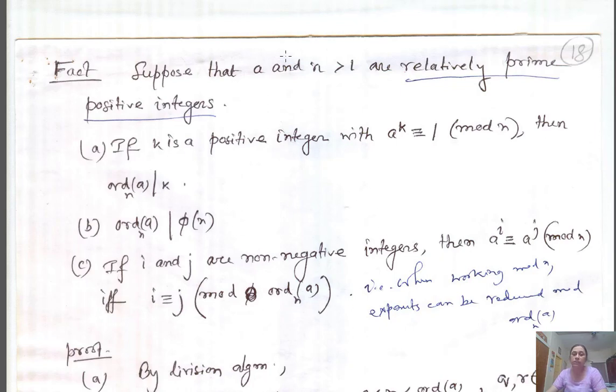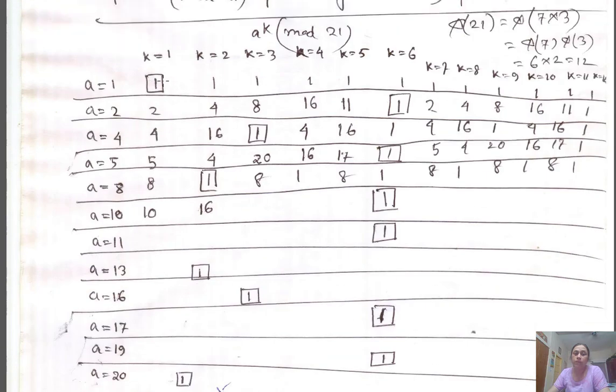Okay, we have mentioned all these results earlier. Now we are going to give a proof of these facts. So this relation that order of a modulo n is a divisor of phi n, that means we don't have to calculate all. So we know order of a modulo n must divide phi 21. That means the order of any element in Z21 star must be a factor of 12. So we will try only the factors of 12 for those cases.